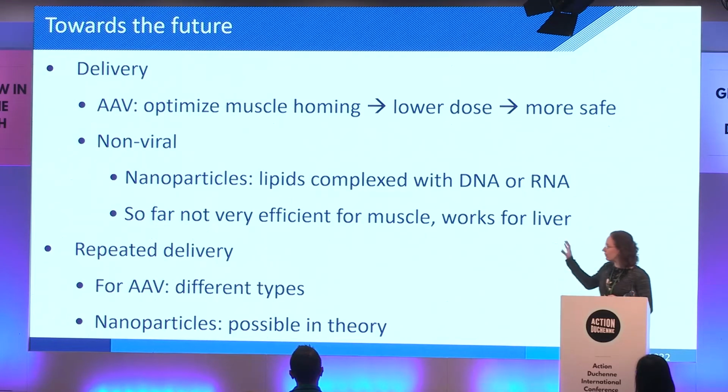And then if you want to repeat delivery, well, there are different types of AAV, but the question is, they're still all AAV. So how much flexibility is there? If you've once been treated with AAV9 and you need retreatment, can you then be treated with 7.4, for instance? That is something that's being studied as well. And then if we make the nanoparticles work, that would allow retreatment as well.